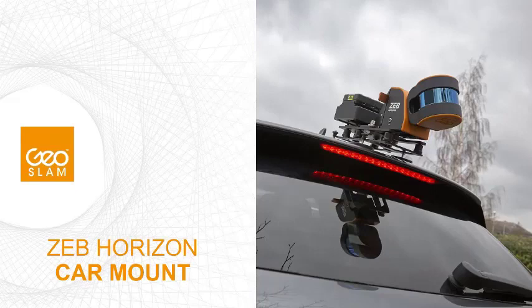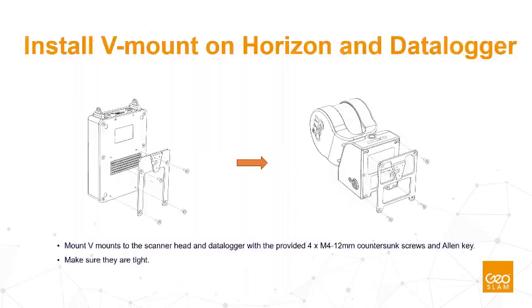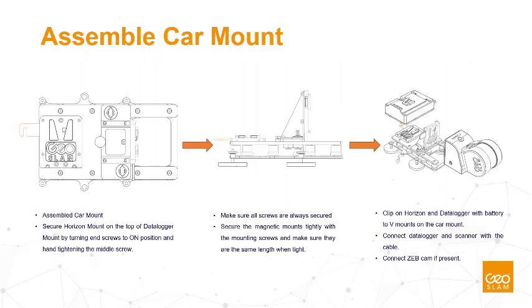Very recently, this is a development of the last couple of weeks, we introduced also a car mount and did some tests with it. So we used again the same click and go technology using a V mount so that you can simply click your Horizon on that. And our development engineers created a magnet mount with screws where you can simply click on the Horizon. So these are some engineering pictures of how you do that.